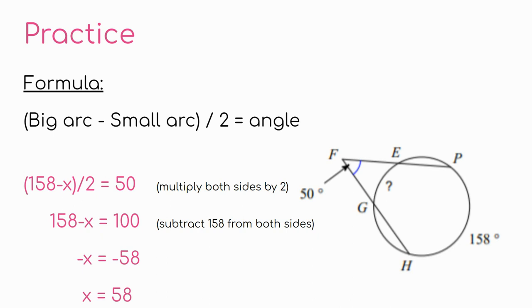We're trying to solve for x, so we've got to get rid of that 158. 158 is positive, so to get rid of it, we're going to subtract 158 from both sides. So we're left with negative x, and then 100 minus 158 is negative 58. So we have negative x equals negative 58. Get rid of those minus signs. x equals 58.